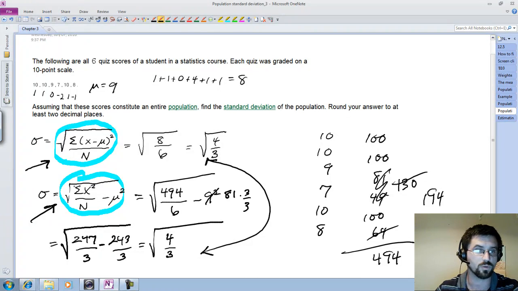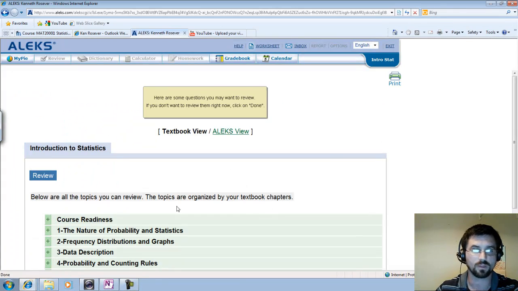Now it depends on you which one you want to use. This one is quicker if you're using Alex. The second one is quicker. If you're doing it by hand, it's really up to you. We're going to do another problem with Alex just so you can see it. Here we go.